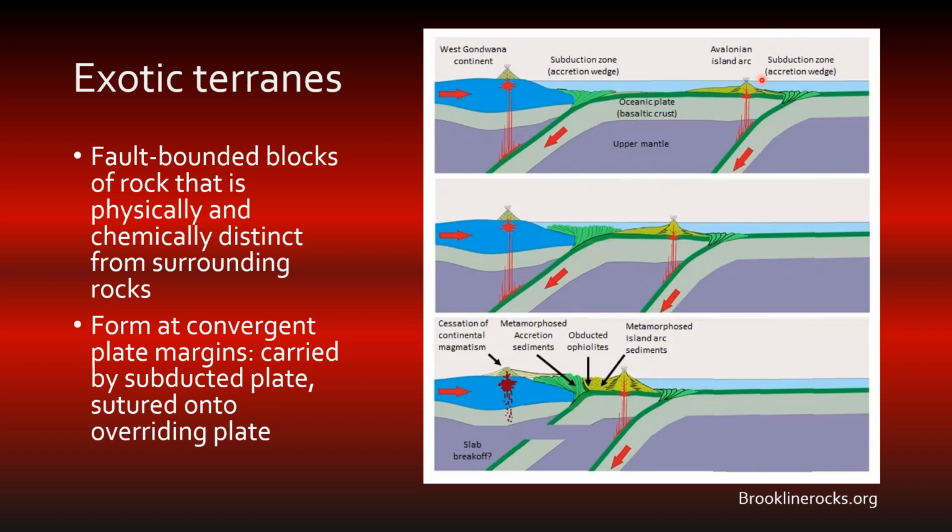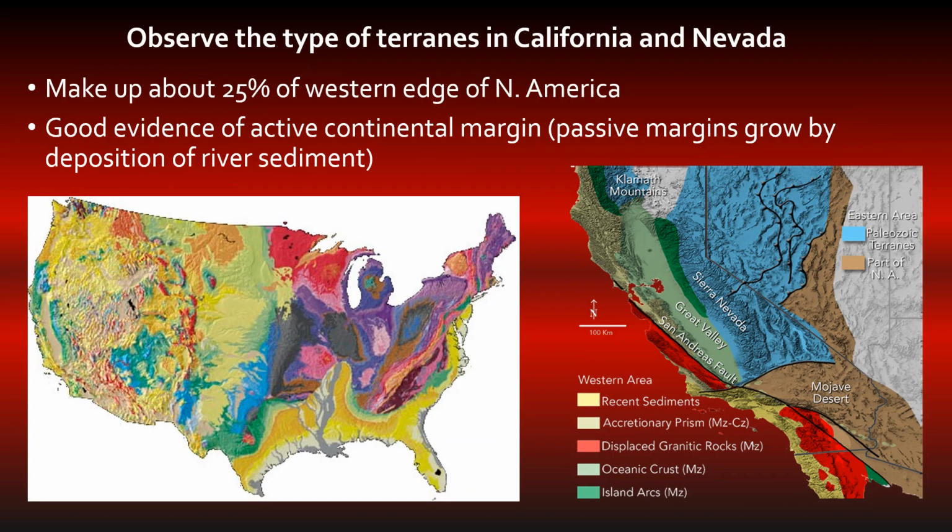And then over time, this just keeps happening. Island arcs just keep suturing on to continents, suturing on to continents, and suturing on to continents, and it forms what we call exotic terrains. So a perfect example of this can be seen in the western United States.